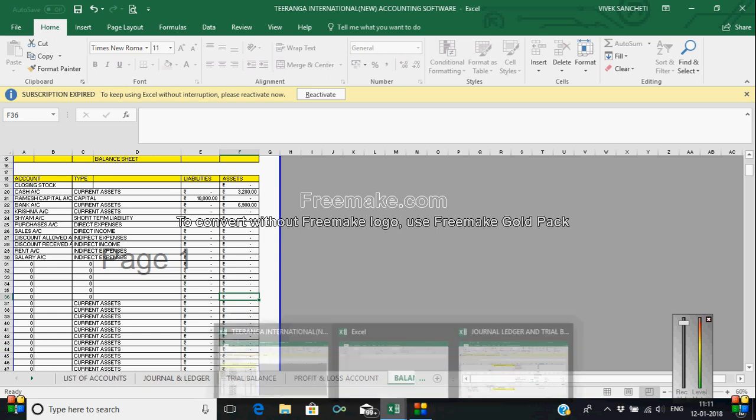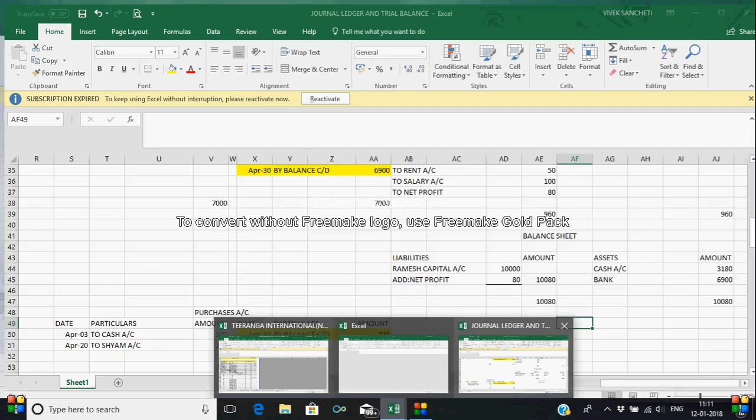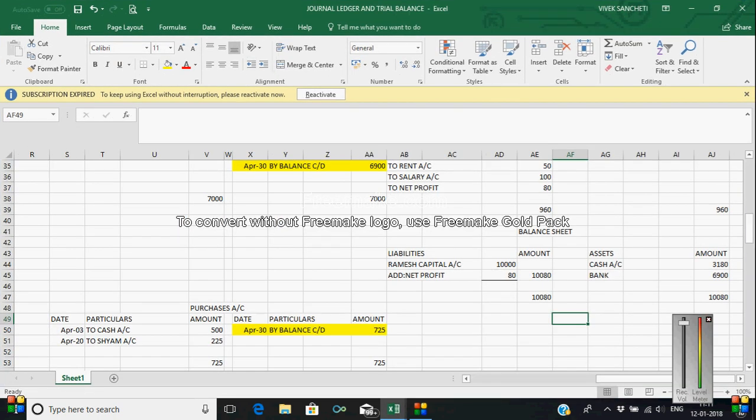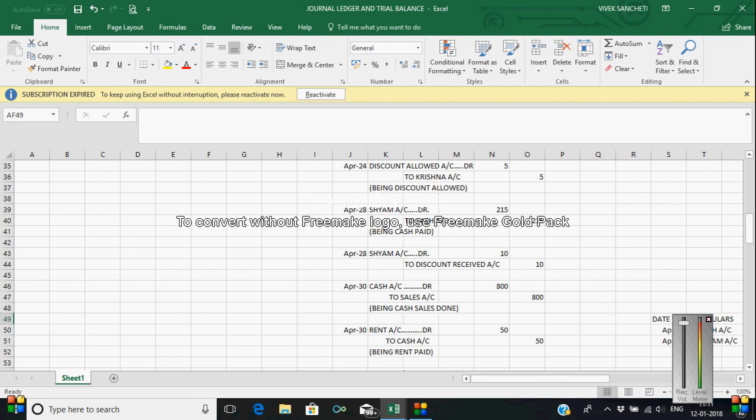So this is the actual work. You can just have a look at the transactions which I have written here.